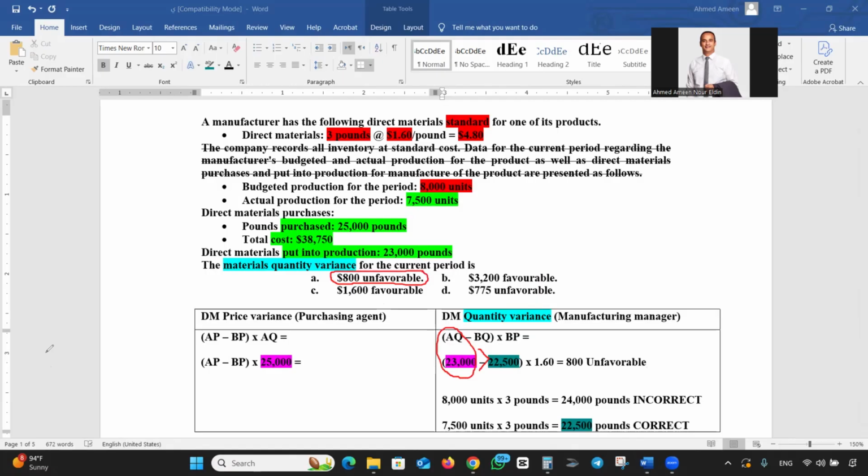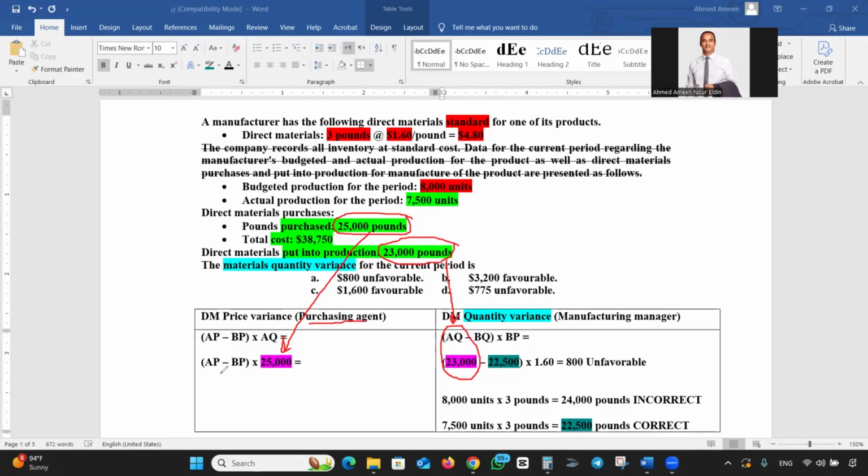But what if he is asking me about the price variance? Whenever you are calculating the price variance, you will use another actual quantity. The actual quantity used in production was 23,000 pounds, which was the actual quantity of direct material. And 25,000 was the actual quantity that you purchased. As we are investigating the work of the purchasing agent, we will use the amount that he actually bought.